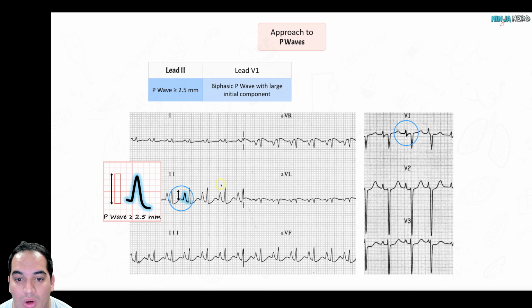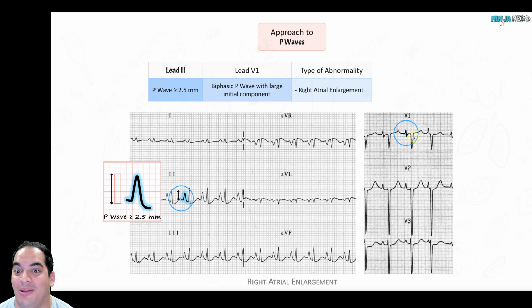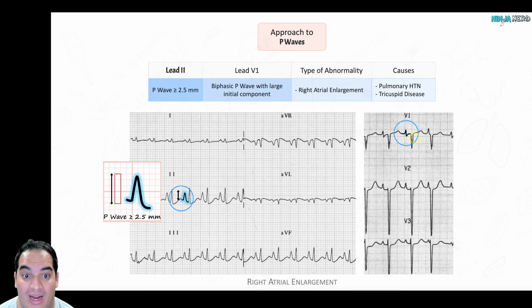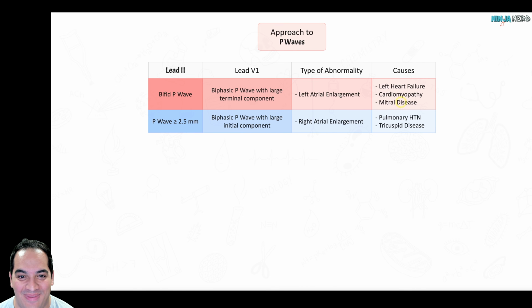So I'm going to go to V1. And when I go to V1, I should see a biphasic P wave. But in the comparison between left and right atrial enlargement, the initial component should be larger than the terminal component. And if I see both of these, it's highly indicative of right atrial enlargement. And I want to think about what? Usually pulmonary hypertension can create elevated right ventricular pressures and as a result cause right atrial enlargement, or tricuspid disease such as tricuspid stenosis. All right, that's not too bad, right?